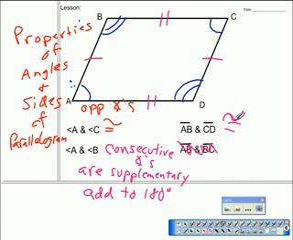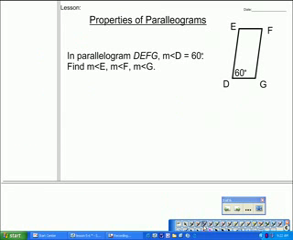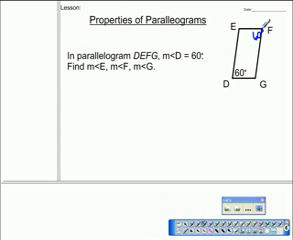Alright, what can we do with the information we have so far about the angles and the sides of a parallelogram? Well, I mentioned, how many angle measures do you need to be given to figure out all four? Just one of them. So if I know that the measure of angle D is 60, what's the measure of angle F? 60. How do you know that? The opposite angles in a parallelogram are congruent. So if D is 60, F is also 60 degrees. Well, if D is 60, what's E and G then? What are E and G?